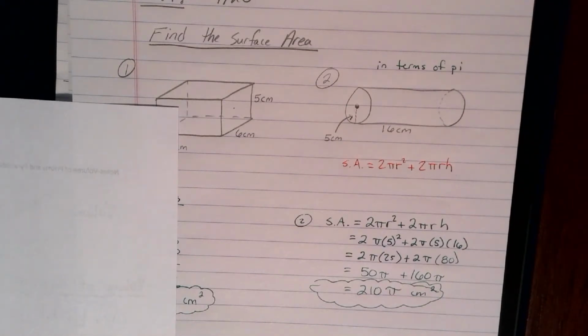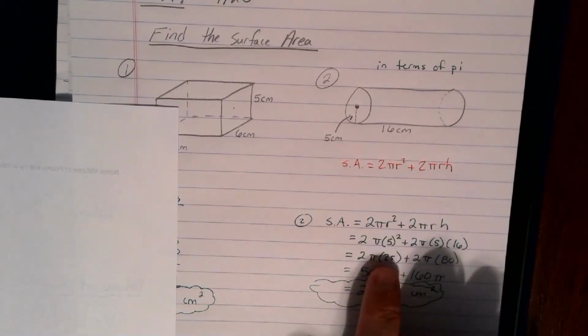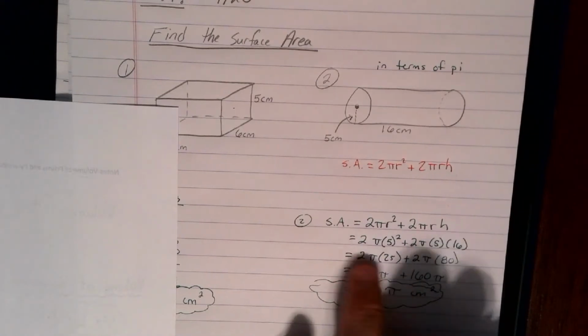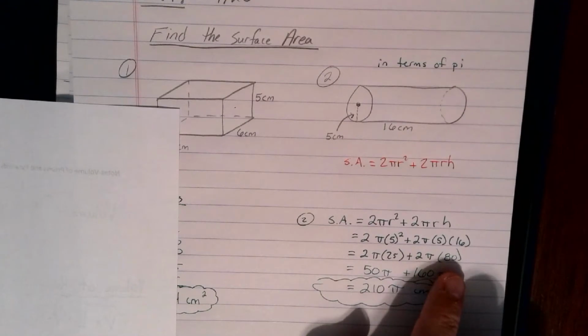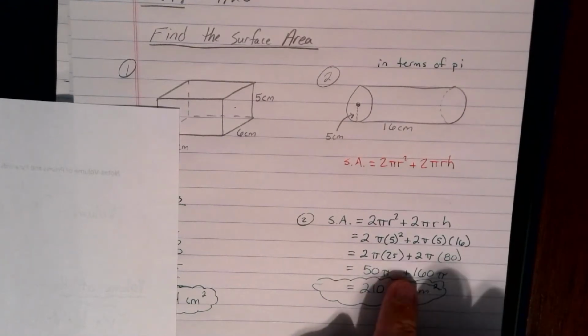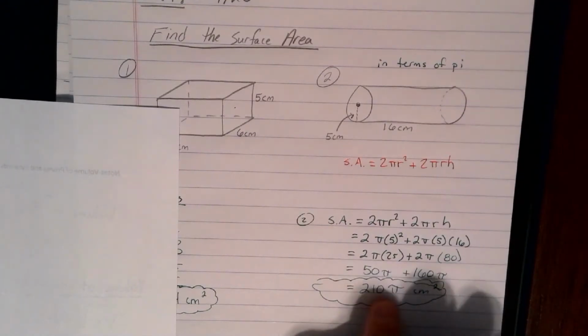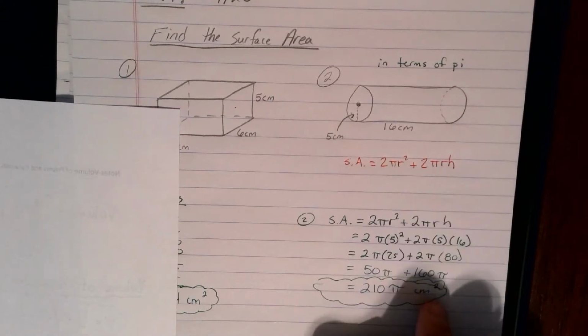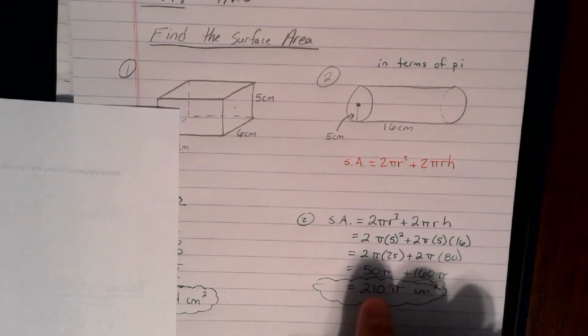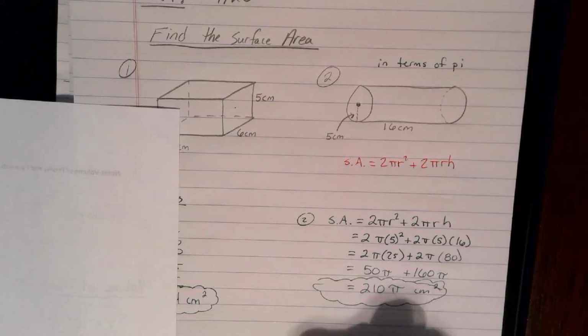Alright, and then do the order of operations. We do the exponent, 5 squared is 25. Make sure we do all multiplying and dividing before we do the addition step. We'll do the addition step last. We get 210 pi centimeters squared. That's your answer in terms of pi. If it did say nearest tenth or nearest hundredth, you would just plug 210 times pi into your calculator and round appropriately. Alright, so hopefully that's a quick review from what we did last week and on that little practice quiz.